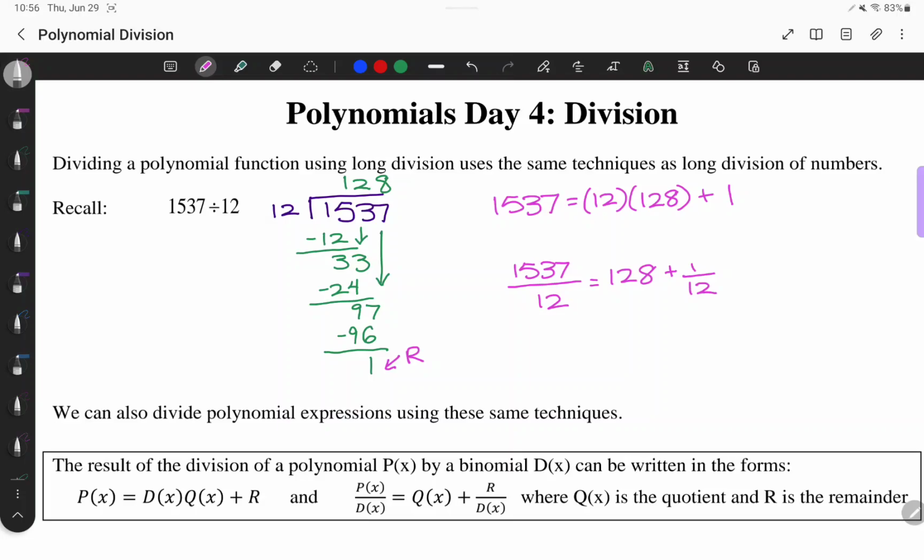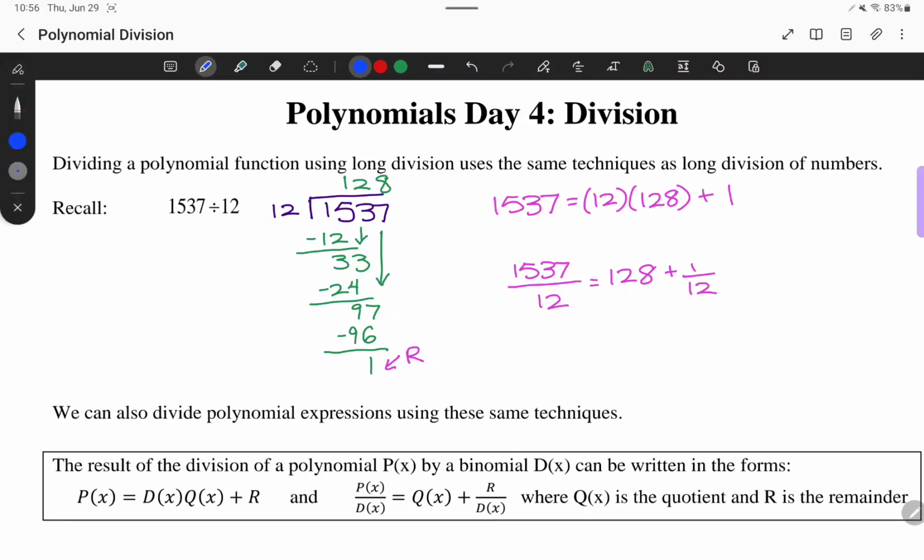We're going to look at using those same steps and those same techniques, but now doing the same thing with a polynomial. Now, just to remind us of what those 4 steps are, we start off by dividing using just the first couple of digits, or with a polynomial, the first couple of terms. We're going to multiply, subtract, and then carry down the next digit or term. So let's take a look at a polynomial division problem, and let's try and follow these same steps.